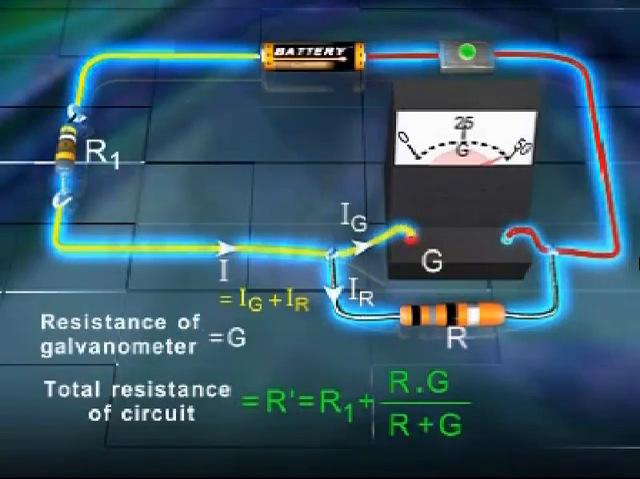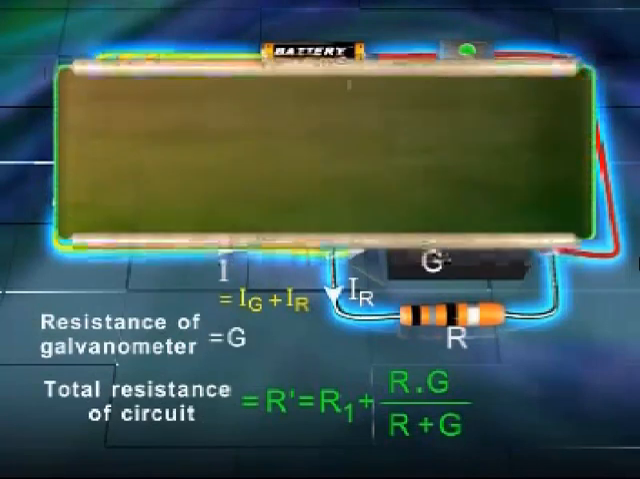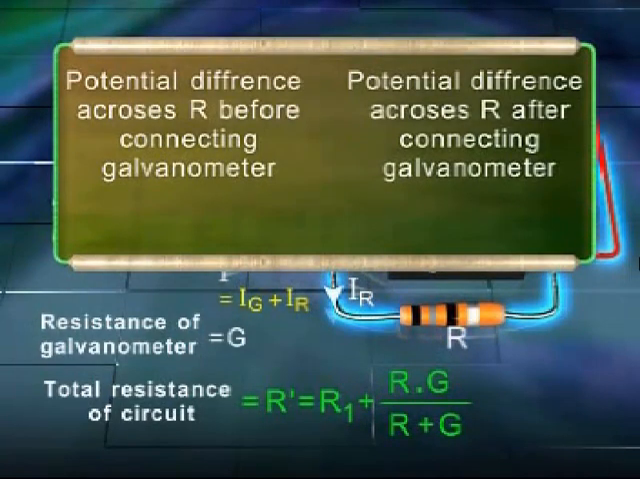This shows that the resistance of the circuit gets changed, and so the value of the current through R also changes. And in addition, some current flows through G. Thus the potential difference across R, which was earlier equal to IR, also gets modified.